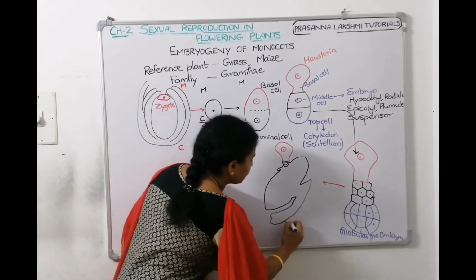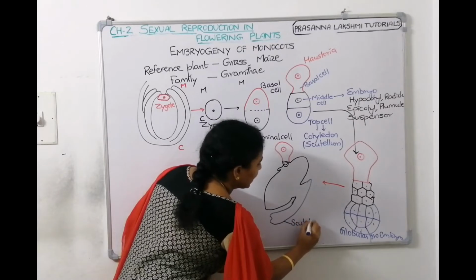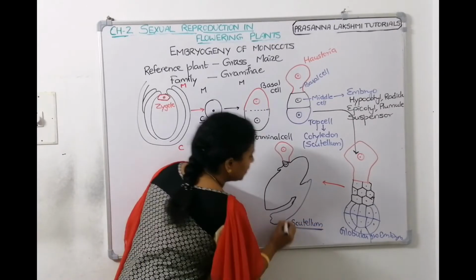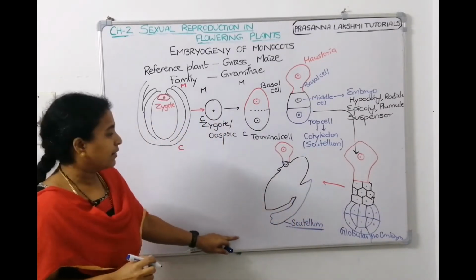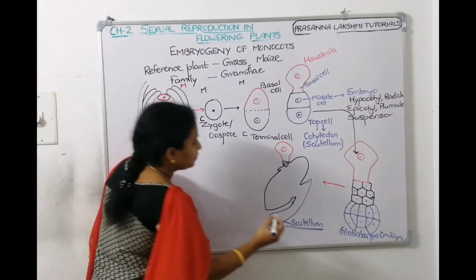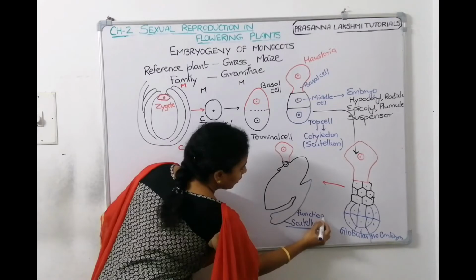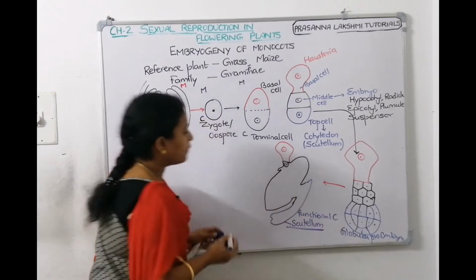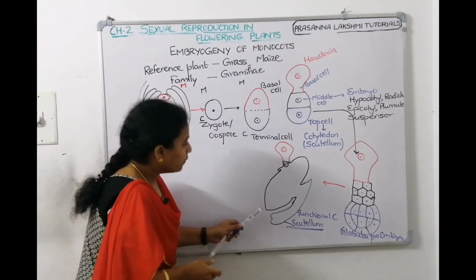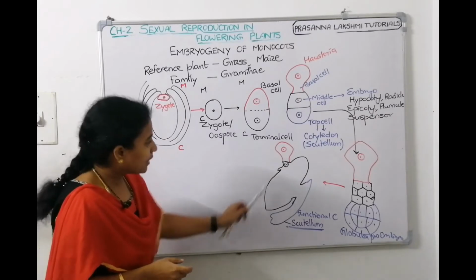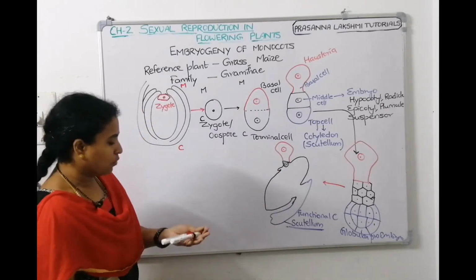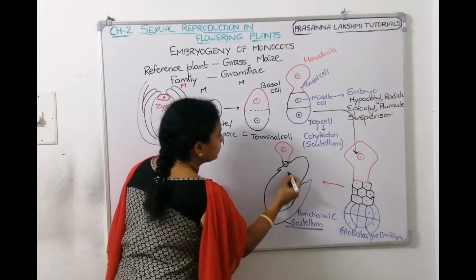So this is the scutellum, right? Single cotyledon, which is on one lateral side. And what is this? This is the functional cotyledon, and towards this side, the shoot apex will come. Towards that side, the root apex will go. Now let us draw that.